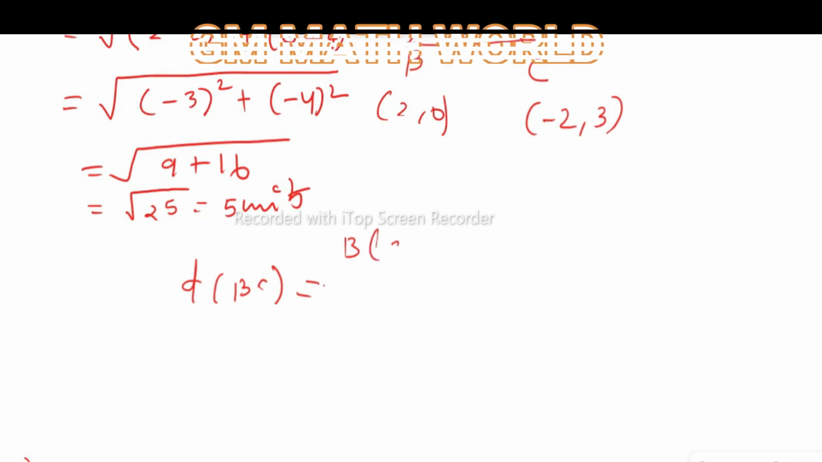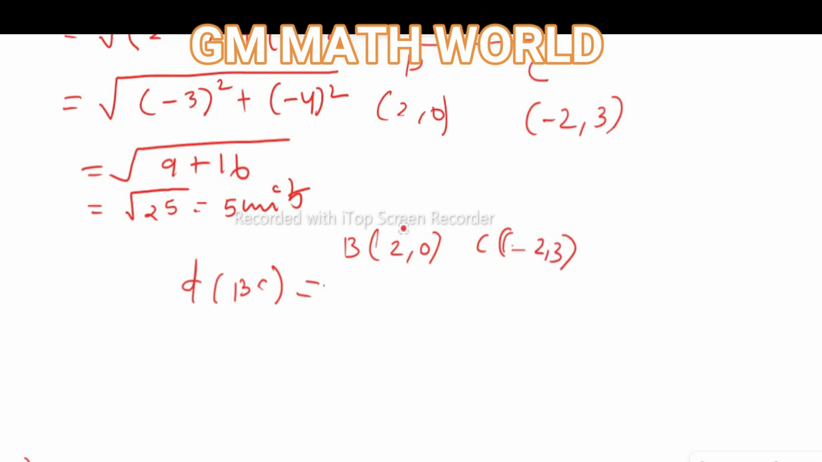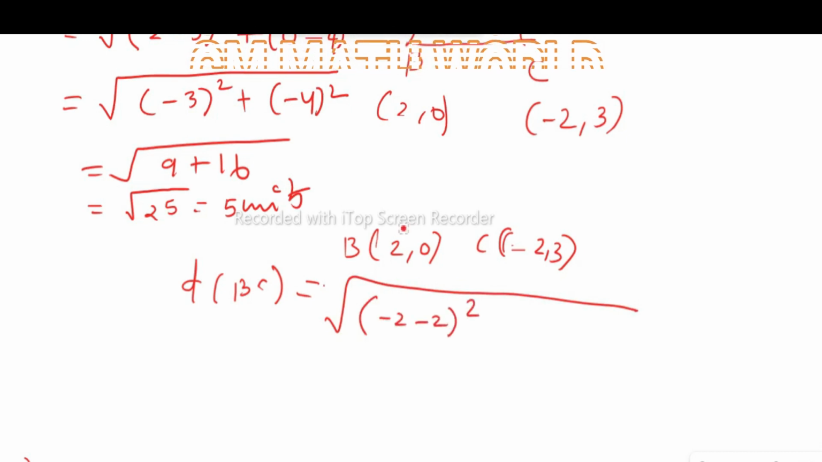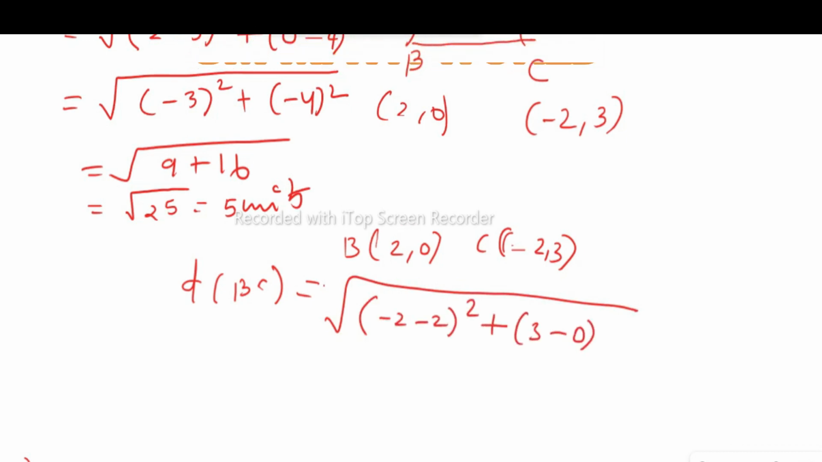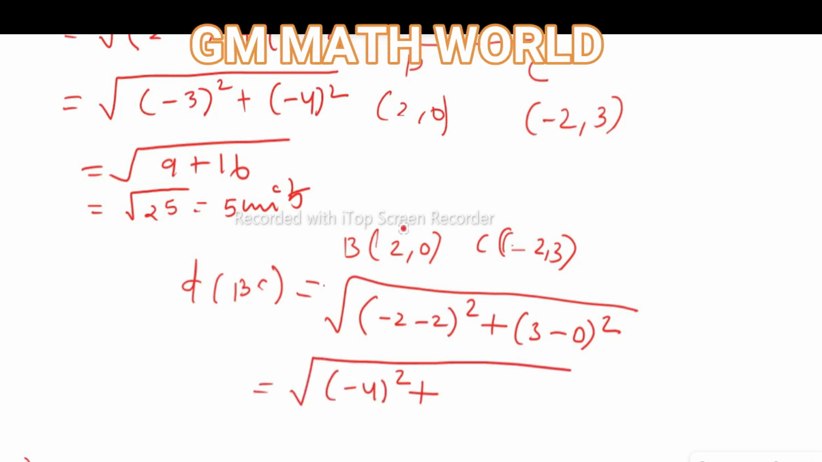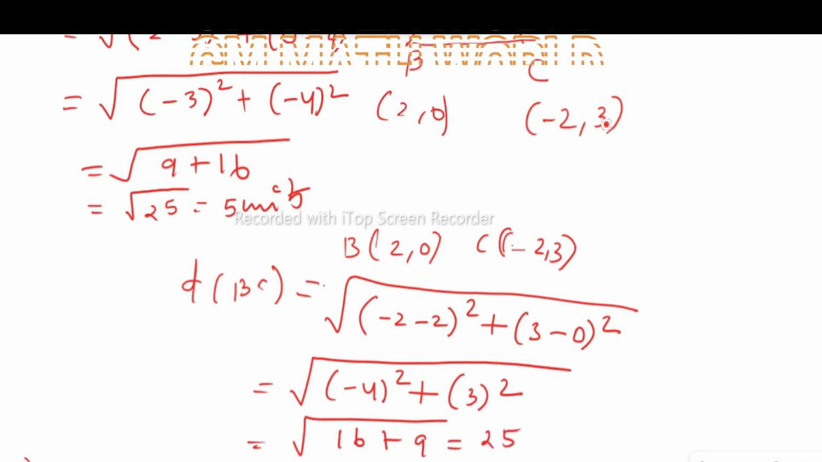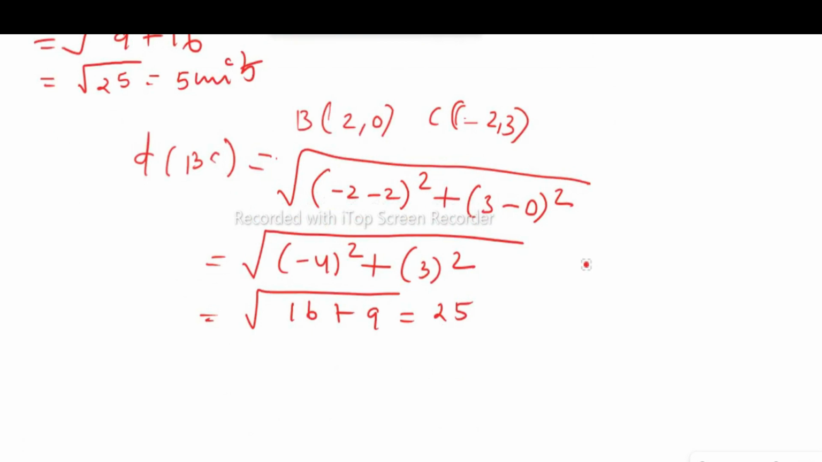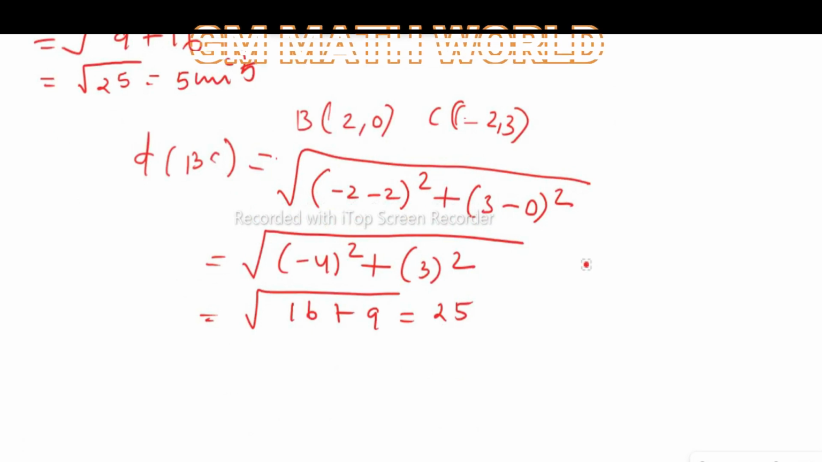Next we will find the distance BC. Point B is 2 comma 0 and point C is minus 2 comma 3. So the distance BC is the square root of (minus 2 minus 2) squared plus (3 minus 0) squared, by substituting the values of x2, x1, y2, y1. That becomes minus 4 squared plus 3 squared under the square root. 4 squared is 16, 3 squared is 9, 16 plus 9 is 25 under the square root, which is equal to 5 units.